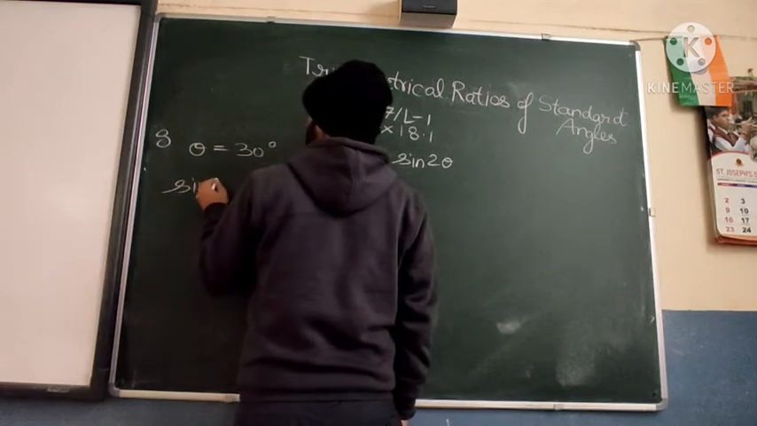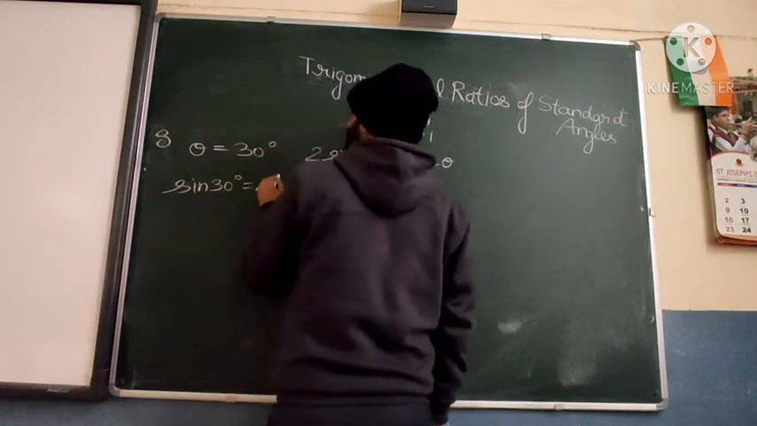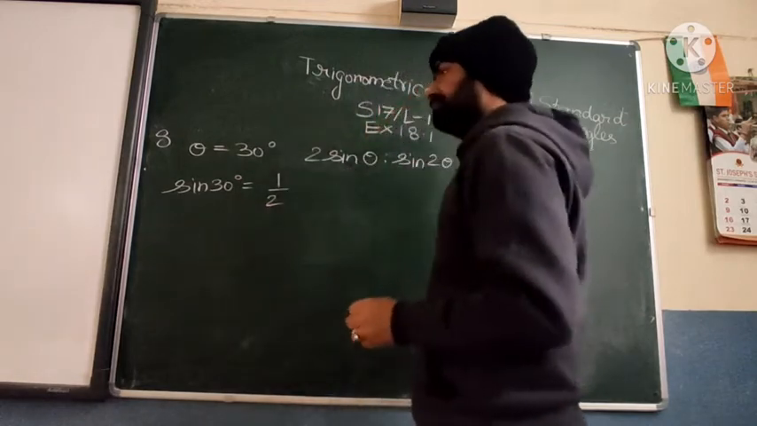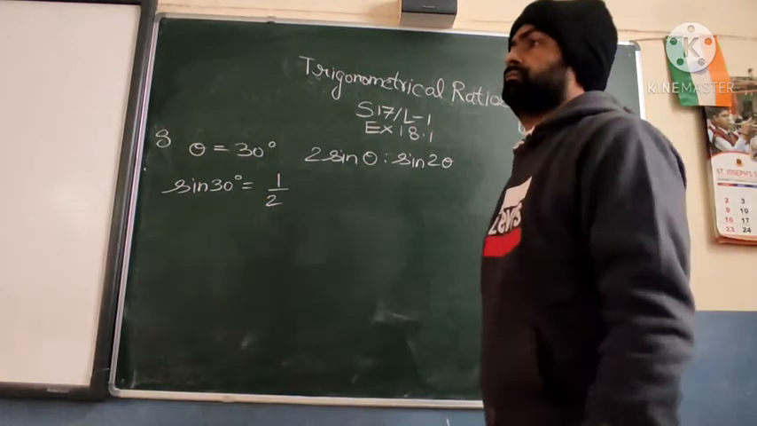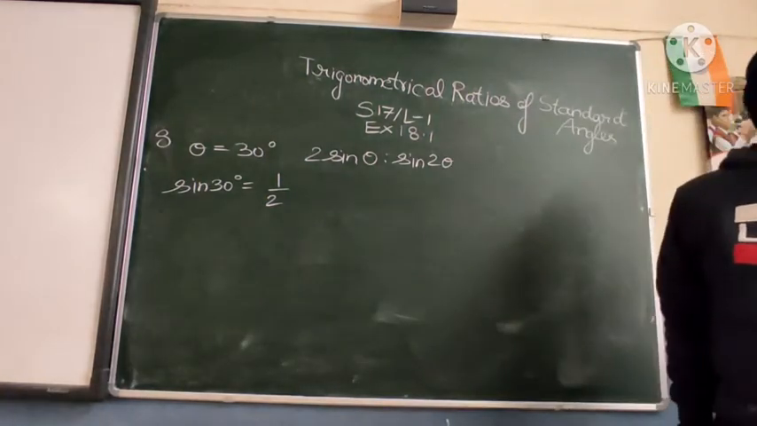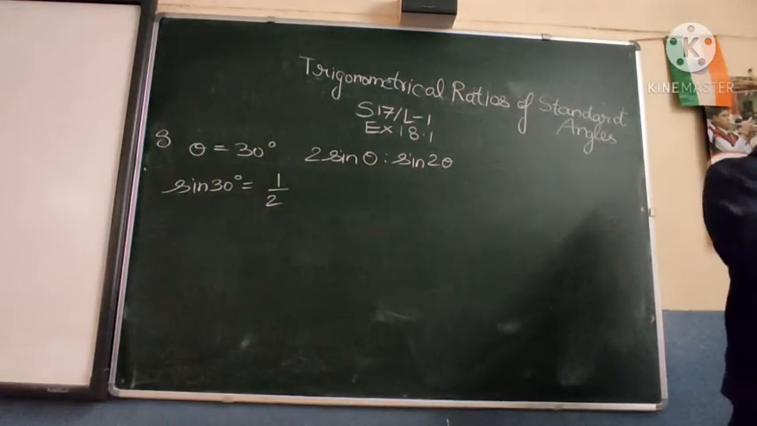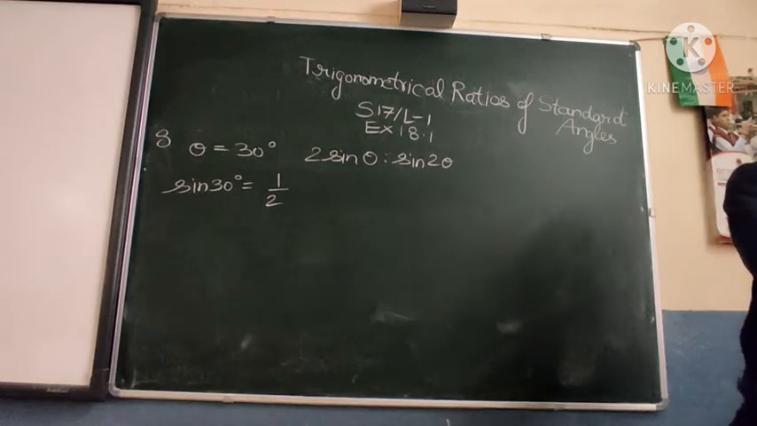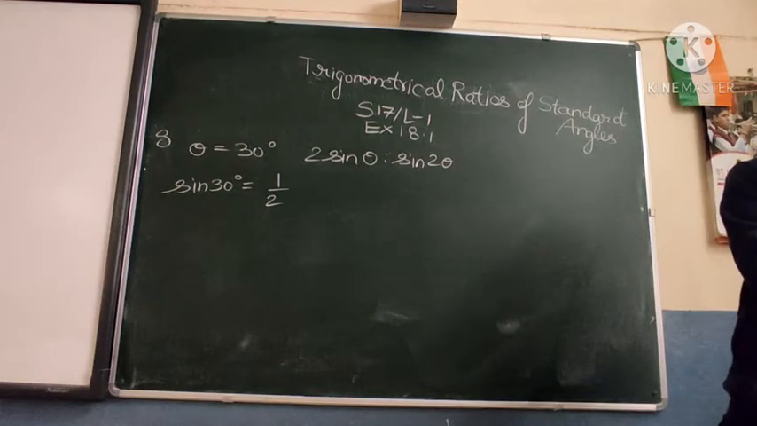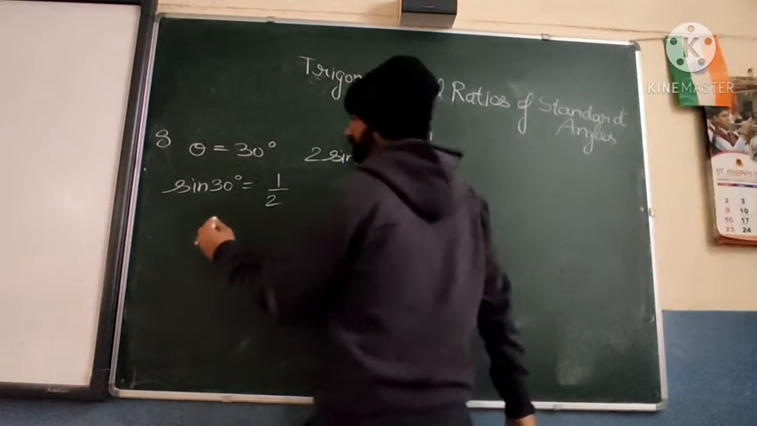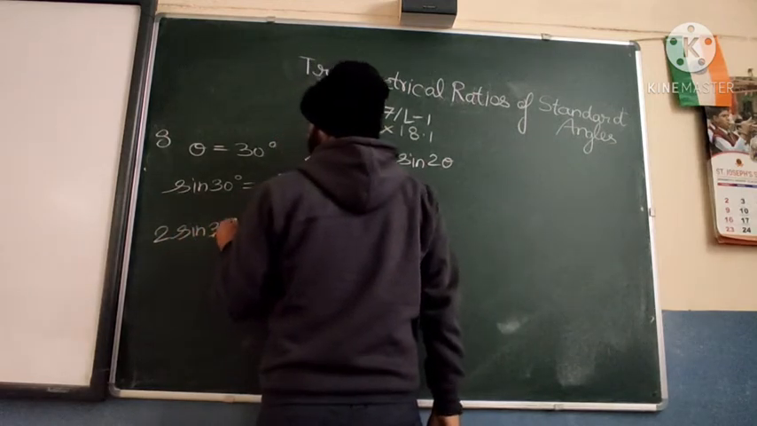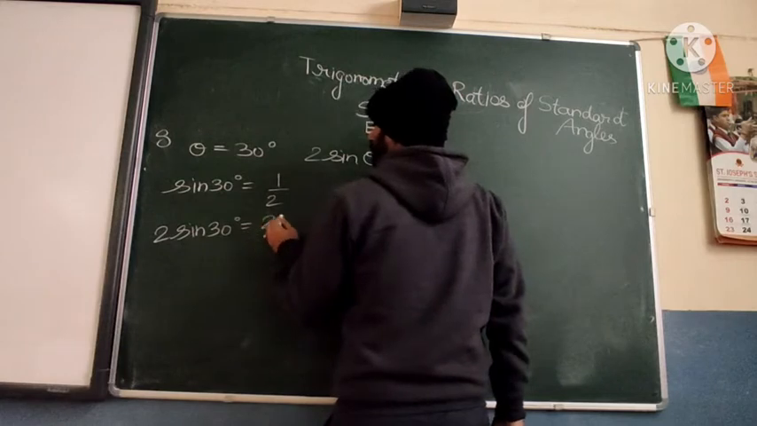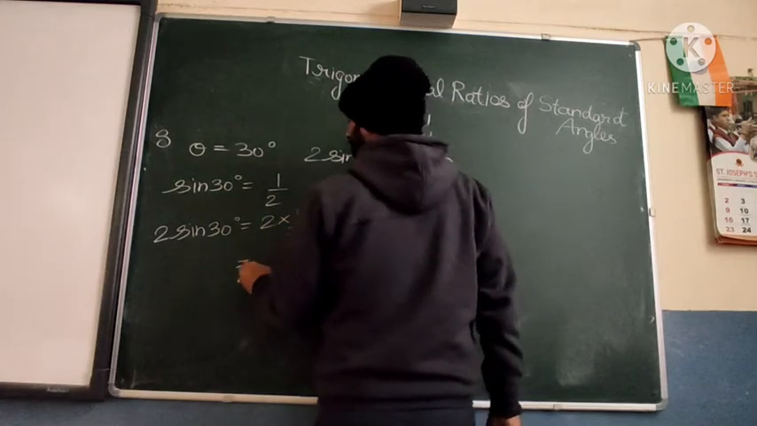Sine 30 degree is equal to what? Half. Yes or no? Sine 30 degree is half. Then what will sine 2 theta be? And see, it is saying 2 sine theta. So what will be 2 sine theta? 2 into 1 by 2, that means it will be 1.